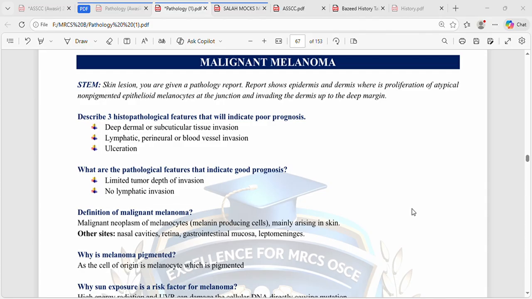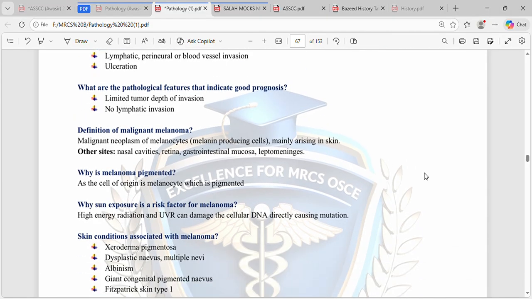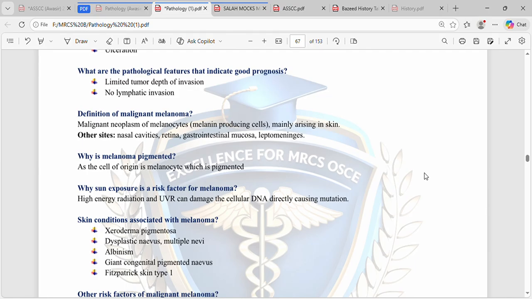So what are the pathological features that indicate good prognosis? Limited tumor depth of invasion and no lymphatic invasion. Now, the definition of malignant melanoma: a malignant neoplasm of melanocytes, the melanin-producing cells, mainly arising in the skin. This is called malignant melanoma. Other sites include the nasal cavities, retina, gastrointestinal mucosa, and leptomeninges.